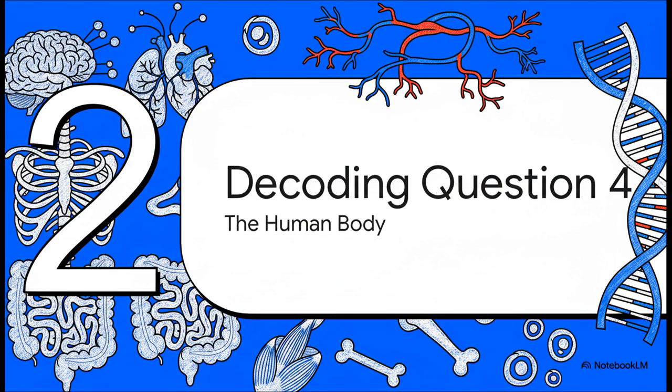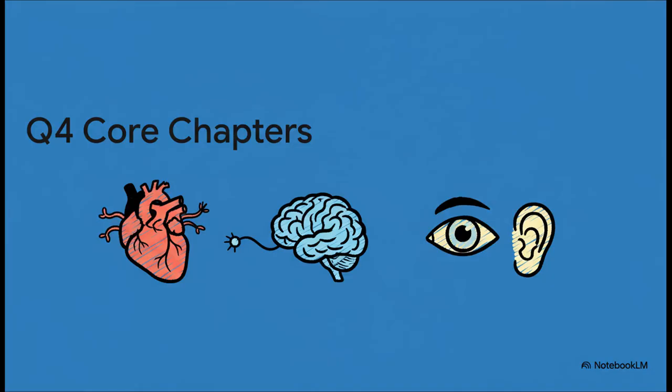Okay, let's switch gears to question 4. If question 3 was all about the plant world, then question 4 is all about us, the human body. This is where all your knowledge of human anatomy and physiology really comes into play. The big hitters here are always our body's transport and control systems.